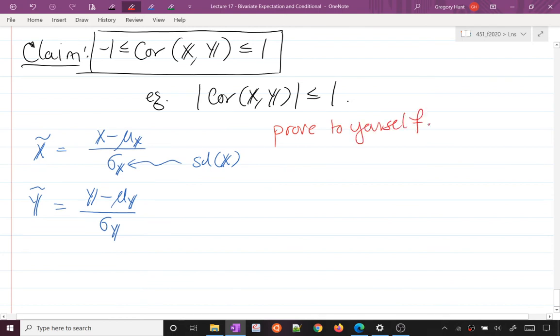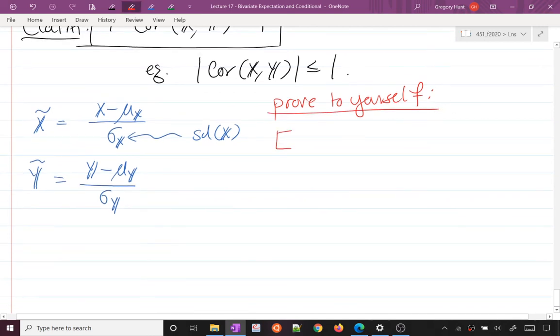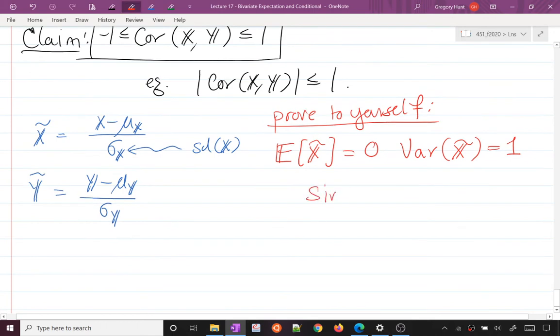So I'm going to say this is a fact that you should think about how to show: the expected value of x tilde is 0. The variance of x tilde is 1. And similarly for y tilde. Basically, I force the means to be 0 and the variances to be 1.